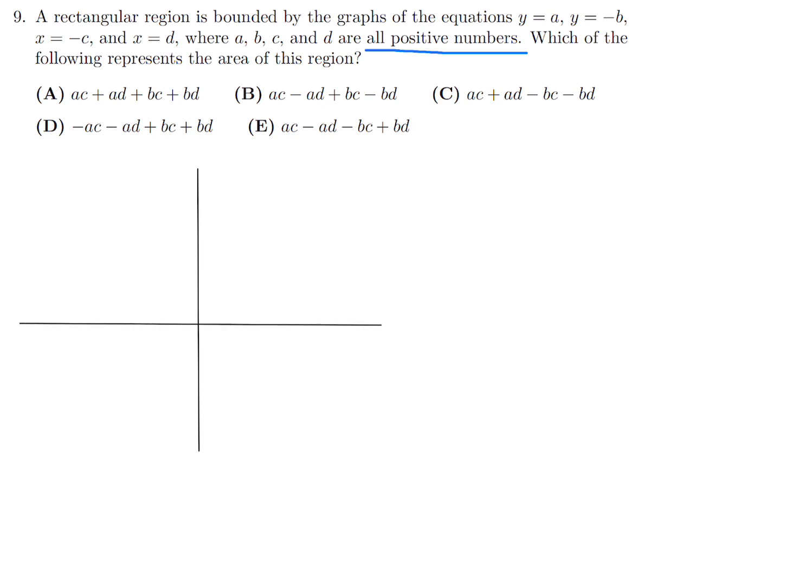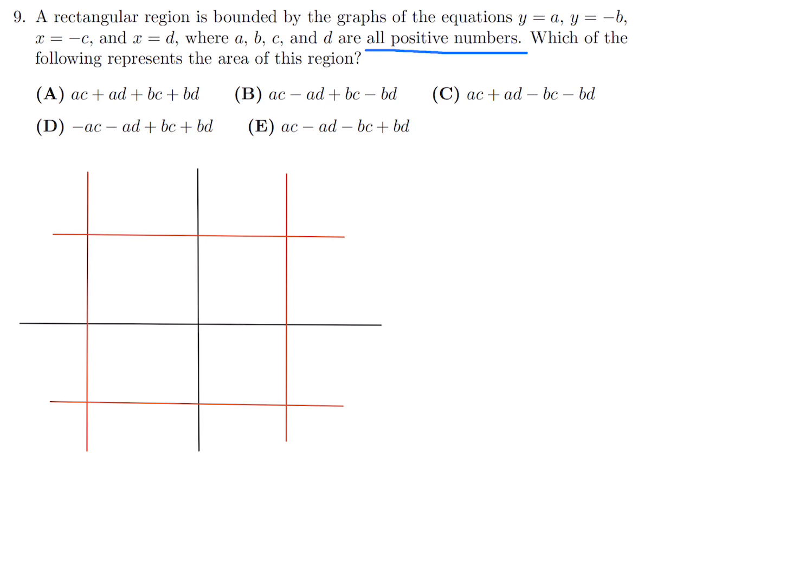The key thing, in my opinion, about this question is that they're all positive integers. That's very helpful. So we'll try y equals a. B is a positive integer, so, for example, it's 3. So y equals minus b would be y equals minus 3, so it would be below, right here. And then, similarly, x equals d is going to be here. But x equals minus c, c is a positive number, so if it's minus c, it would be over on this side somewhere.